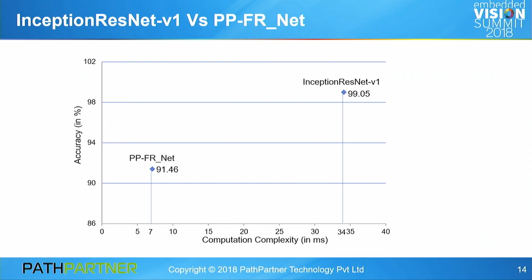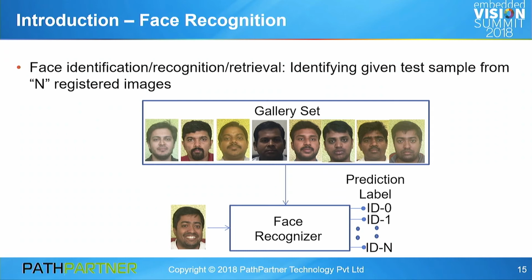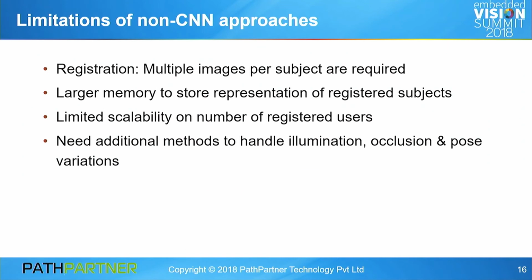So what is face recognition? You are given n images, and given a test image, if we are able to identify which one it belongs to, that defines our face identification or face recognition task. Again, for this problem, we can go with a non-CNN-based approach. However, with a non-CNN-based approach, for the face recognition task, we are supposed to store the representation. Since the non-CNN approach needs multiple images per subject during the registration phase, and to store the representation we would end up using larger memory, scalability becomes a question. So we recommend using a CNN-based approach for the face recognition task as well.